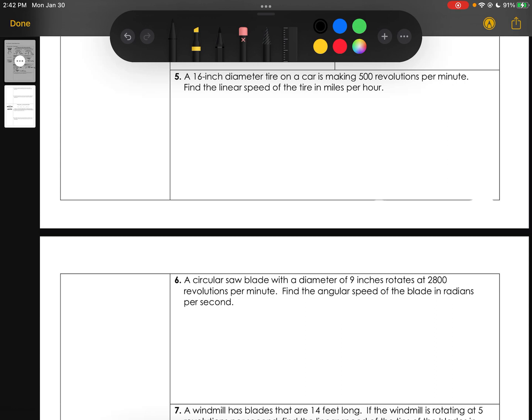Example number 5 gives us some practice with changing units. And this is where it gets a little bit tricky today. The same process applies, but we have to remember some old skills to help us out here. So first things first, 16-inch diameter gives us a radius of 8 inches, 500 revolutions per minute. So theta is going to be 500 times 2 pi radians, or in this case, 1,000 pi radians. And it's revolutions per minute, so time is per every 1 minute.